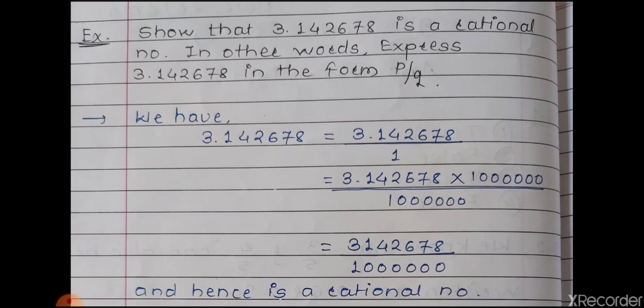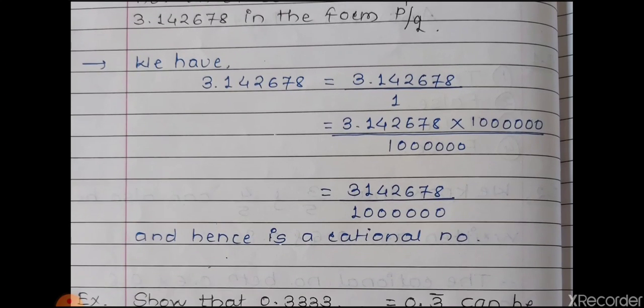So we multiply numerator and denominator by 10 lakh. We get 3142678 divided by 10 lakh. This is a rational number. So we express the number 3.142678 as 3142678 divided by 10 lakh, which is in the form p by q, and hence it is a rational number.